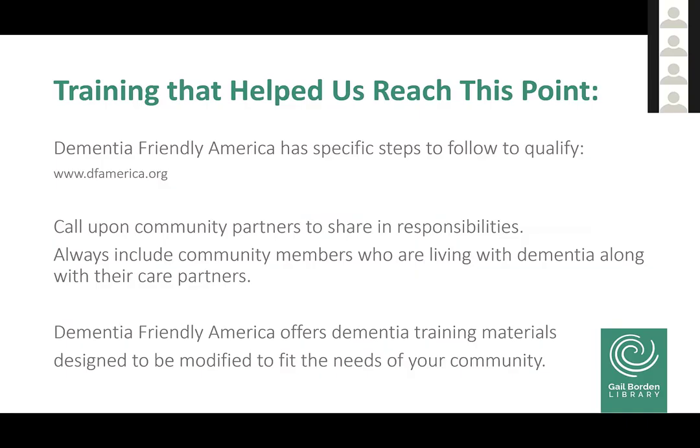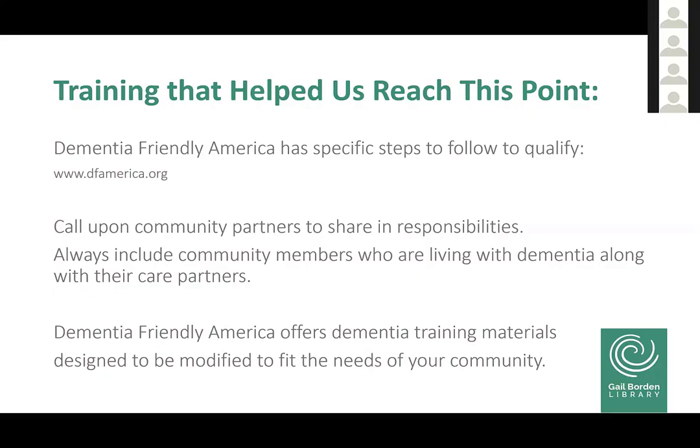And so some training that helped us become dementia-friendly Elgin. You can pop onto the Dementia Friendly America website, and they have very specific steps that you follow in order to become a dementia-friendly city. They're wide open and loose in the way that you do it so that you can tailor it to your community, but you do have to follow a specific set of steps. For us, because we already had our fingers in a lot of the community, it didn't take as long, but I think it typically takes a year or more for people to do this. So it takes a while.